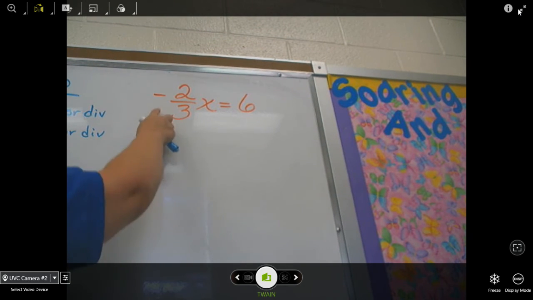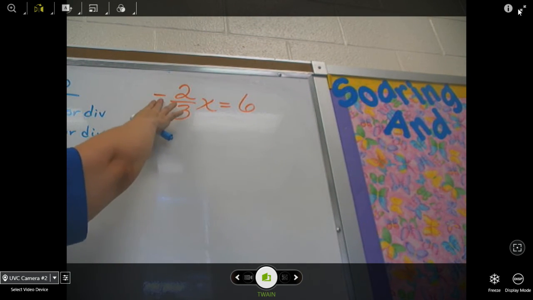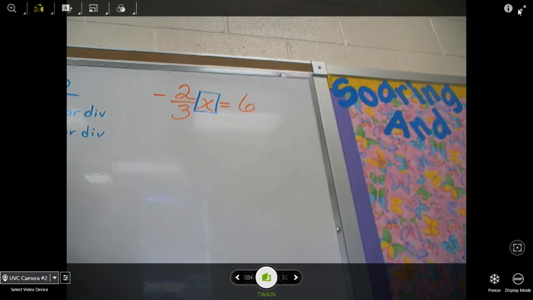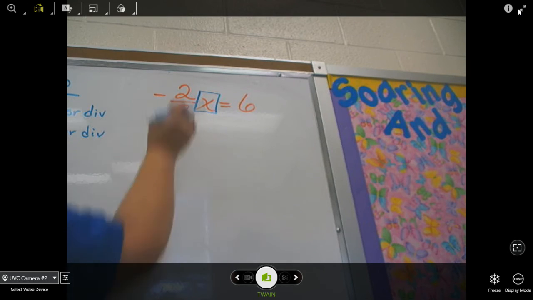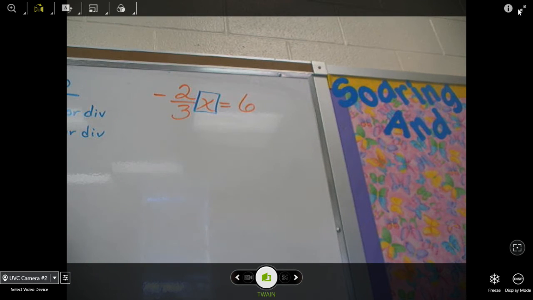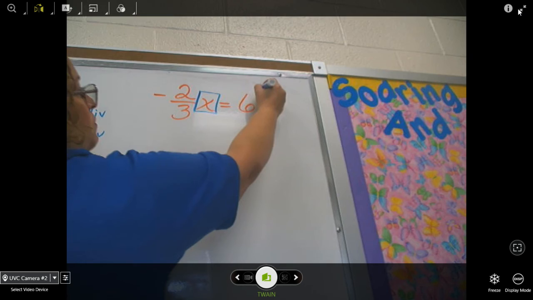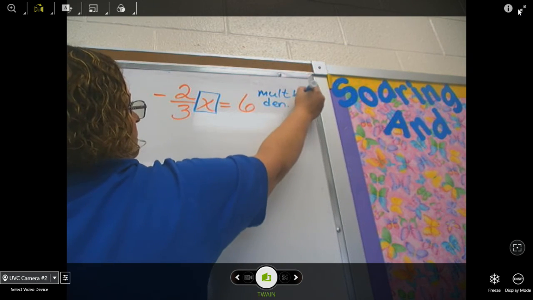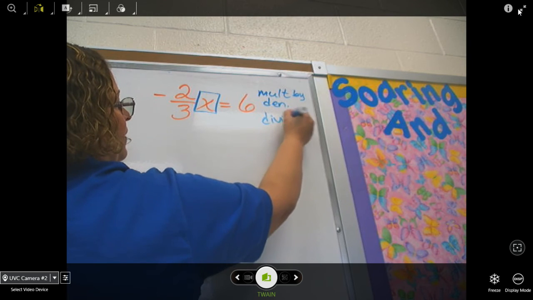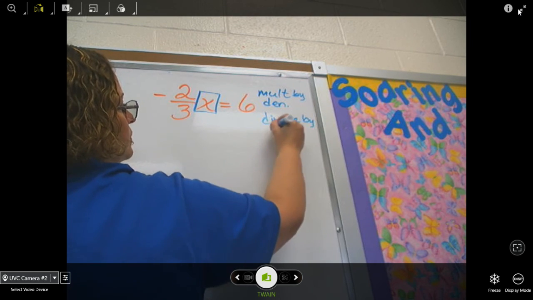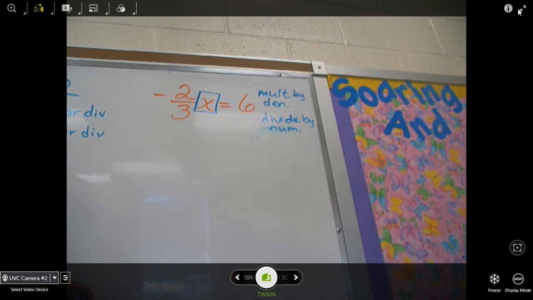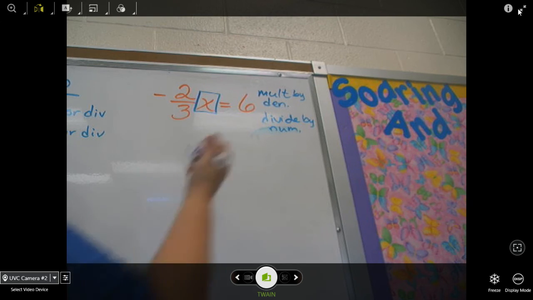it doesn't matter where you put the negative. I typically leave the negative for the last piece. But remember, we're quarantining. All right? This is a fraction. So this is where you're going to multiply, then divide. You're going to multiply by the denominator. And then you're going to divide by the numerator. Okay, so that's what you're going to do. You're going to multiply by the denominator, and you're going to divide by the numerator.